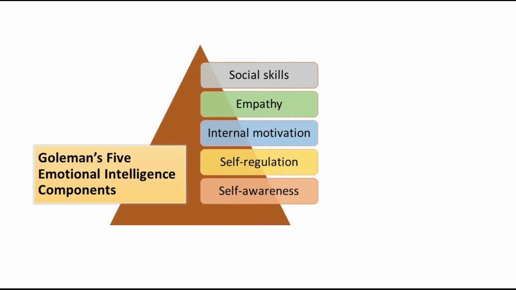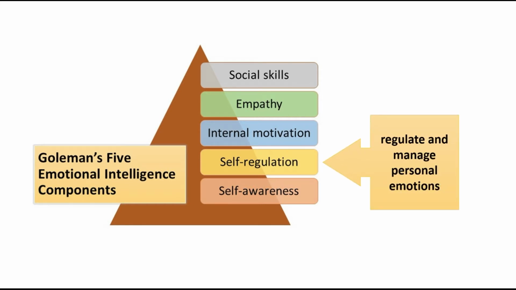The second component is self-regulation. This is the ability to regulate and manage your emotions, to control or redirect disruptive emotional impulses and moods. It involves the ability to suspend judgment, to delay actions, to allow time for thought, and then to express your emotions appropriately. Those with this ability will frequently demonstrate trustworthiness, integrity, comfort with ambiguity, and openness to change.